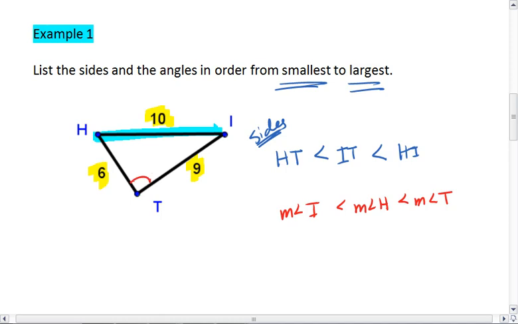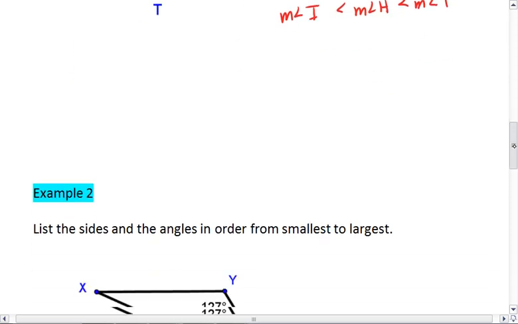If that example made sense, then we can move on to example 2.